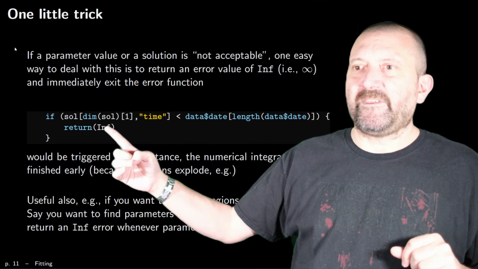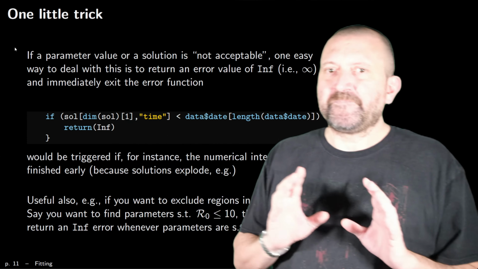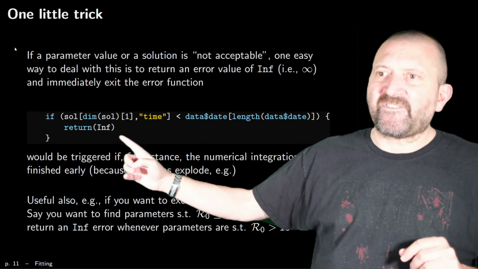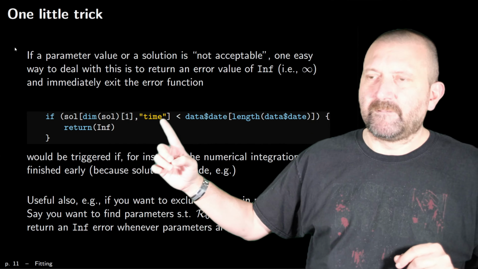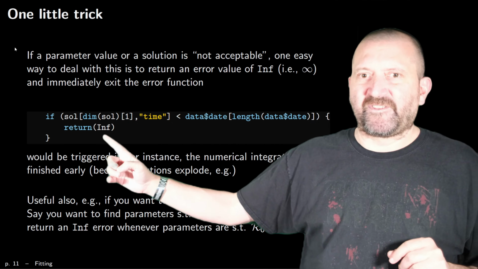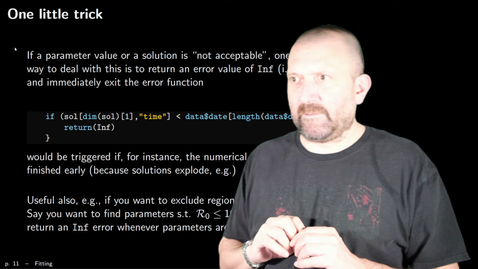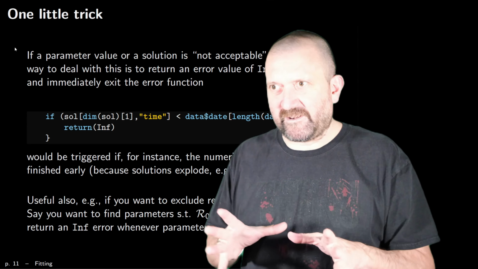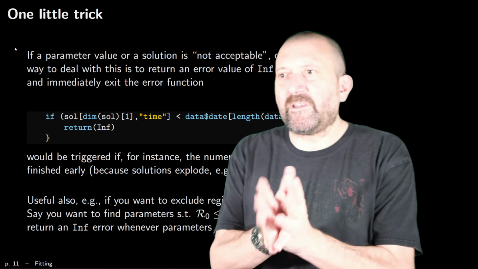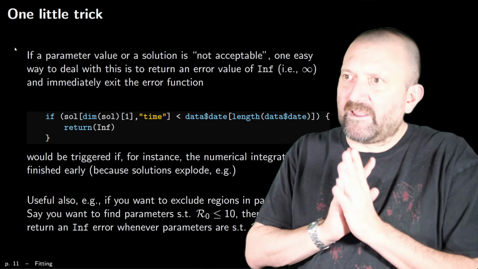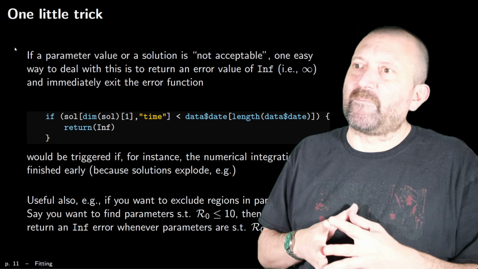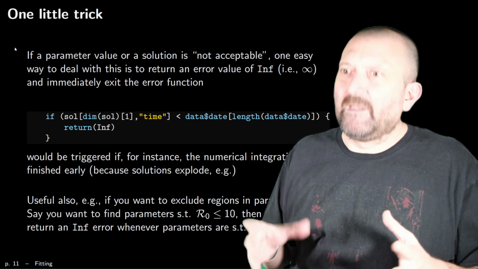So what I'm doing here is saying: if the last time point, this is the last time point here, is less than the last time point in my original data, then probably what happened is that my parameters were such that my solution exploded.